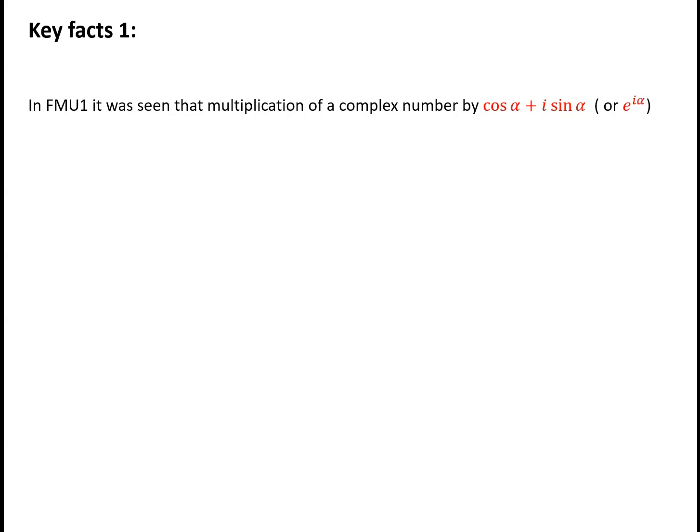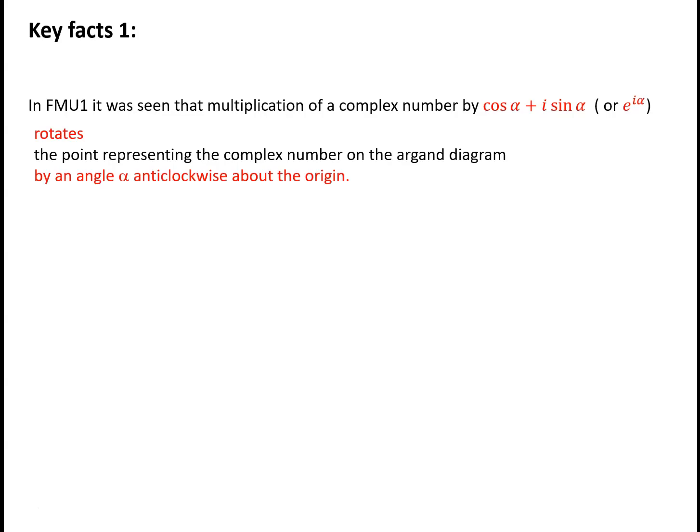First of all, in Further Maths Unit 1, we saw that if we multiply a complex number by cos alpha plus i sine alpha, or equivalently multiply the complex number by e to the i alpha, then that has the geometrical effect of rotating the point representing the original complex number by an angle alpha anticlockwise about the origin.